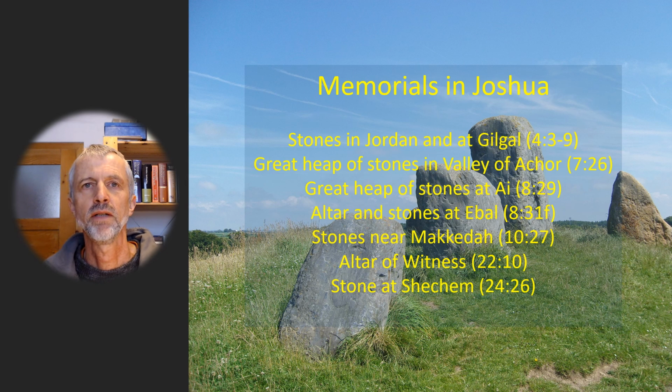There are 7 of them. 12 stones for crossing the Jordan, a burial place for Achan and one for the king of Ai, then an altar and law text on stones at Mount Ebal, Makkedah, another burial place, the altar of witness, and the stone at Shechem.